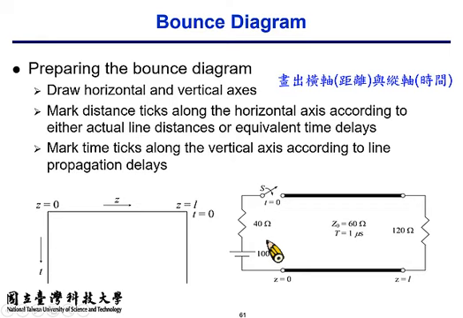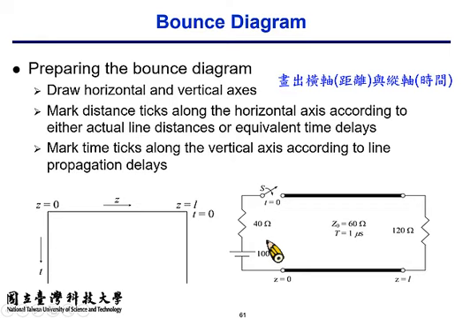So we draw a sketch like this. You have a horizontal axis and a vertical axis. The horizontal axis indicates the location, the position. So to the left is Z equal to 0. To the right is Z equal to L. So the horizontal line suggests your transmission line position. And the vertical line suggests the time progress.